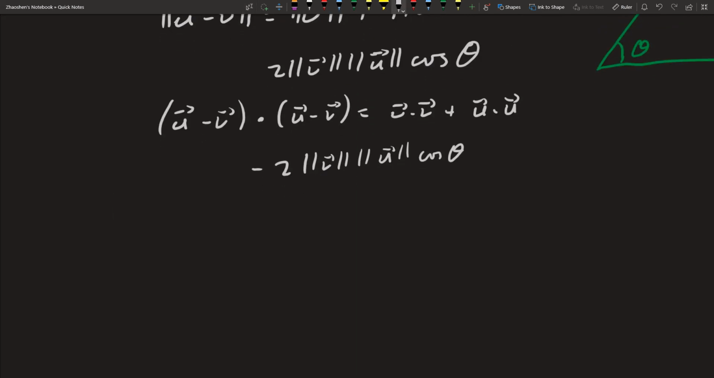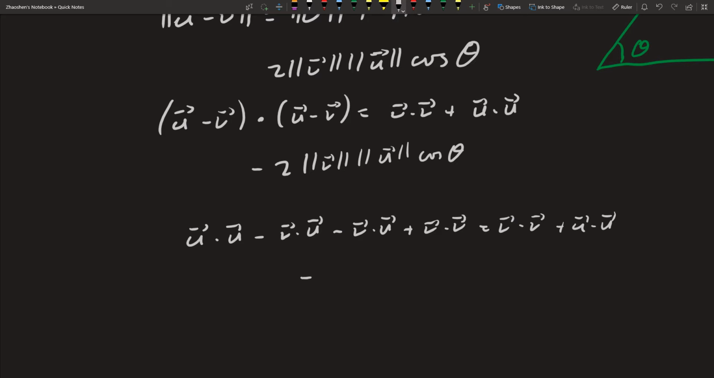Anyways, so you first have vector u dot vector u, so u dot u, and then you have minus v dot u. I'm just distributing: minus v dot u again, plus v dot v, right? This is equal to v dot v plus u dot u minus 2 magnitude of v magnitude of u cosine theta.